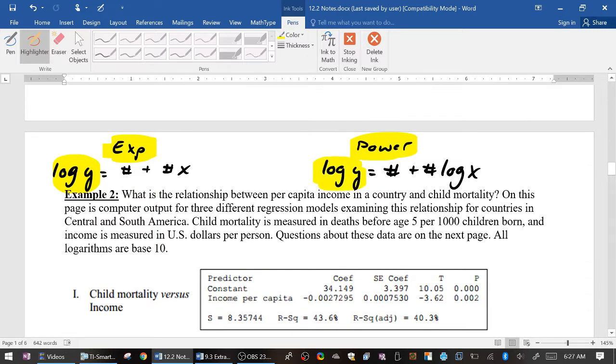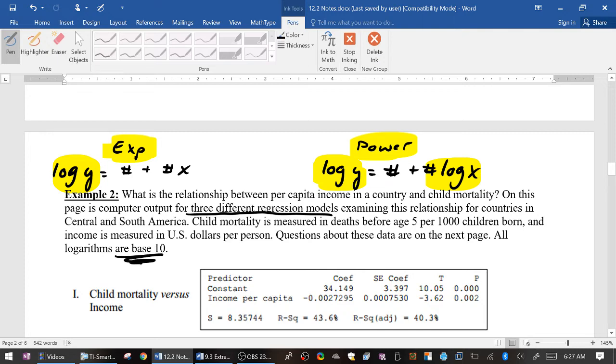Power functions are going to have a log on the y as well as the x. Okay, so if we're looking at example 2, it says, what is the relationship between per capita income in a country and child mortality? On this page are computer outputs for 3 different regression models examining this relationship for countries in Central and South America. Child mortality is measured in deaths before age 5 per 1,000 children born, and income is measured in US dollars per person. Questions about these data are on the next page. All logarithms are base 10.